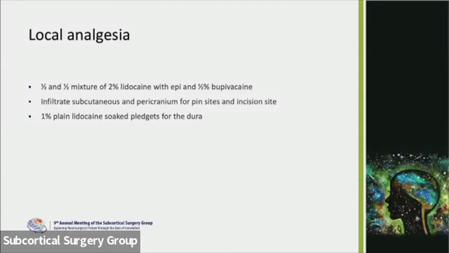And I also keep some 1% plain lidocaine for soaking pledgets to put over the dura after I do the craniotomy. When I trained, we'd actually try to put a needle between the leaves of the dura and infiltrate that way. It's a whole lot easier just to put some cottonoids over it after you do the craniotomy. As I'm setting up my retractors and everything for the brain path, I have that time to anesthetize the dura itself.